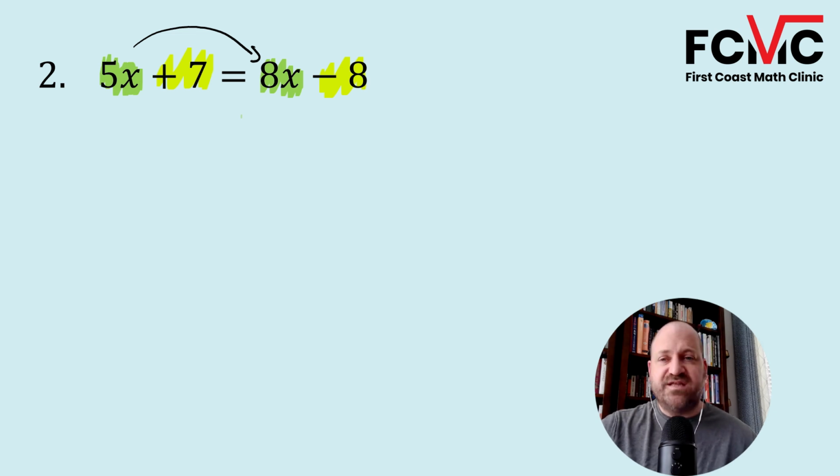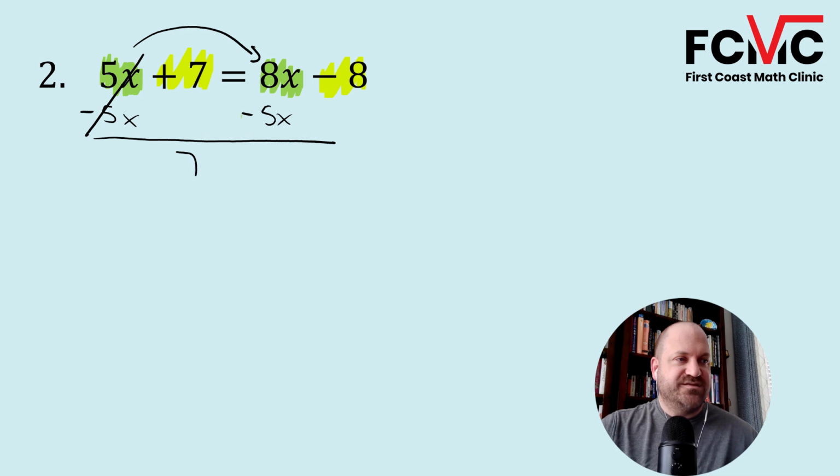There's a couple different first steps that we can do here. I'm going to show you how to solve this 2 different ways. So 5x is positive. I'm adding it. I want to use inverse operations. So I'm going to subtract 5x from both sides. 5x minus 5x cancels out. It's just 0. So I'm going to get 7 equals 3x minus 8.